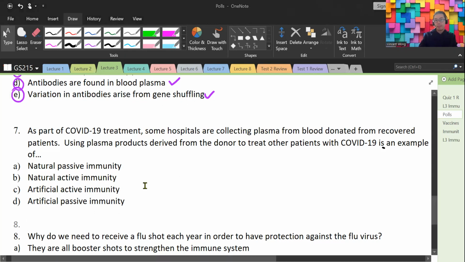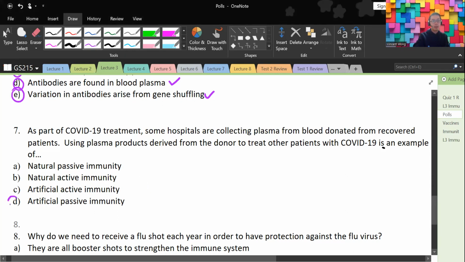Okay, so this is basically the same concept as the serum, right? So it will be artificial passive. First of all, you're injecting something that is taken from someone else. That is not natural. That's artificial. And it's passive because you didn't make the antibodies, right? Someone else did.